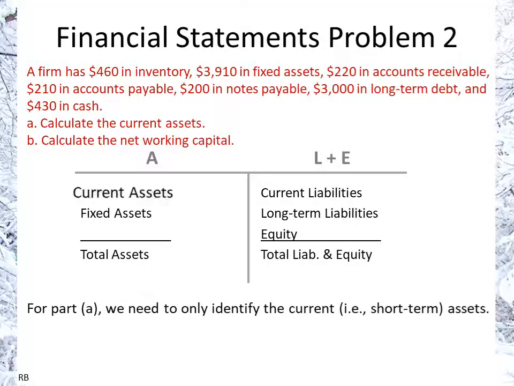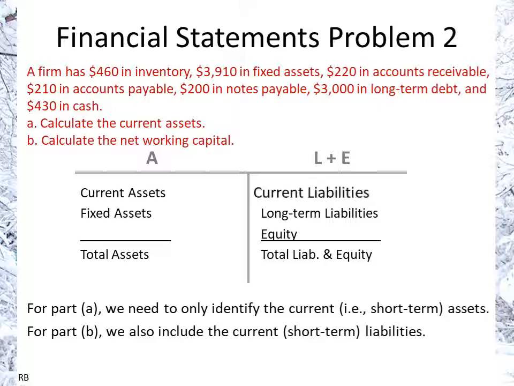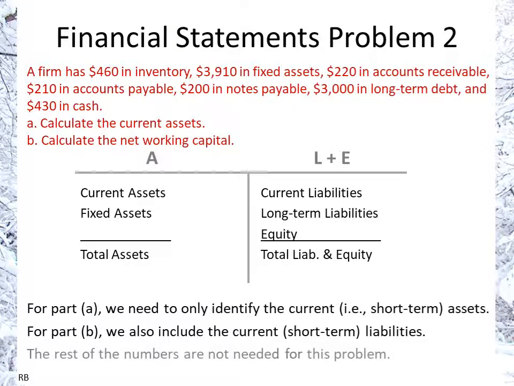So for A, we only need to look at the short-term or current assets. For B, we will also need to look at the current liabilities because we're calculating net working capital. We don't really focus on the other stuff. So some numbers are being given here, like 3,910 in fixed assets and 3,000 in long-term debt. These are things that we don't really need for this problem. They're extra unneeded information. So let's proceed.